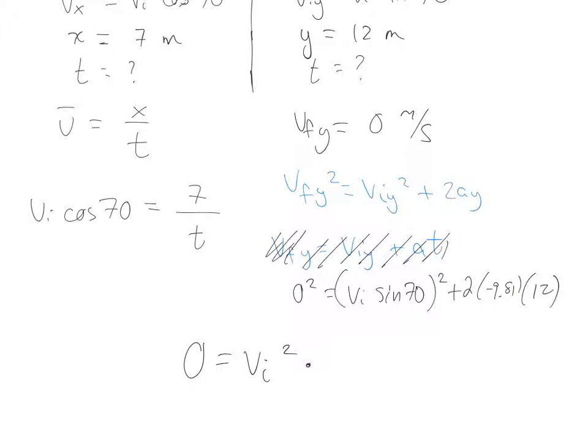So VI is squared, I know that. It's times some number. And then on the other part, we're going to have a minus at the end here. What do you got, Ernest? 0.8830. That's what sine 70 squared is, correct? Yes. Okay. Now 2 times negative 9.81 is negative 19.62 times 12. What is that on the right-hand side there?